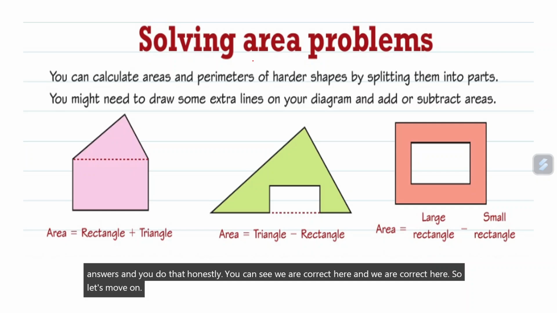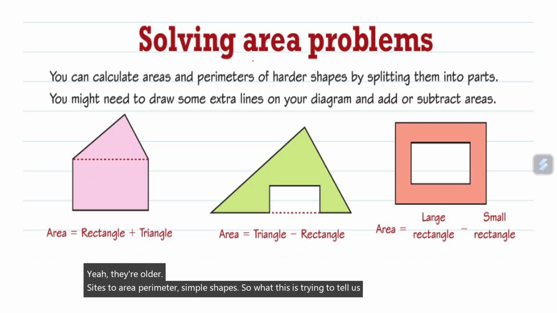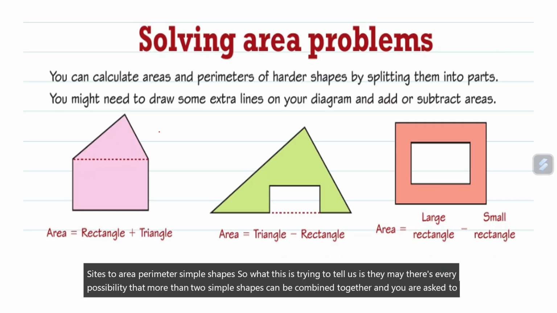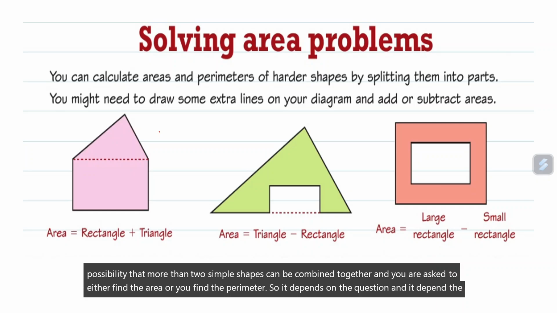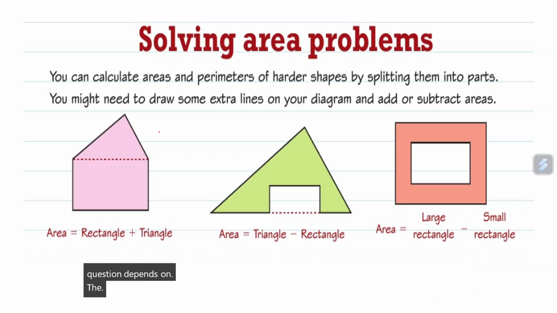Yeah, there are other sides to area and perimeter of simple shapes. What this is trying to tell us is there's every possibility that more than two simple shapes can be combined together, and you are asked to either find the area or the perimeter. So it depends on the question, and the question depends on the manipulation you need to undertake.